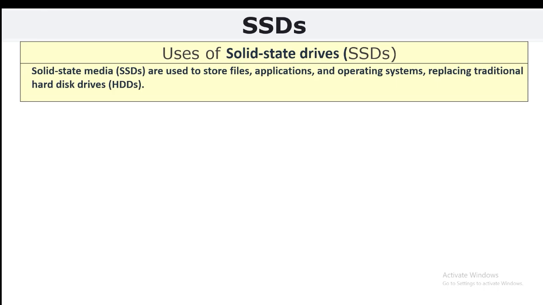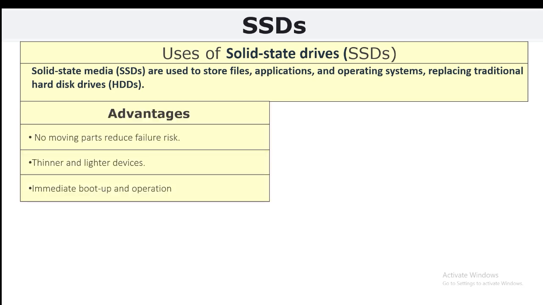All right. Now let's look at some uses of solid state drives. Solid state drives are basically used for storing files, applications, and operating systems, and they are replacing the traditional hard disk drive that we already have. Some advantages of the solid state drive are that they do not have any moving parts, and as a result, they reduce the rate at which they fail. Okay, and they are very tiny and very light in weight.